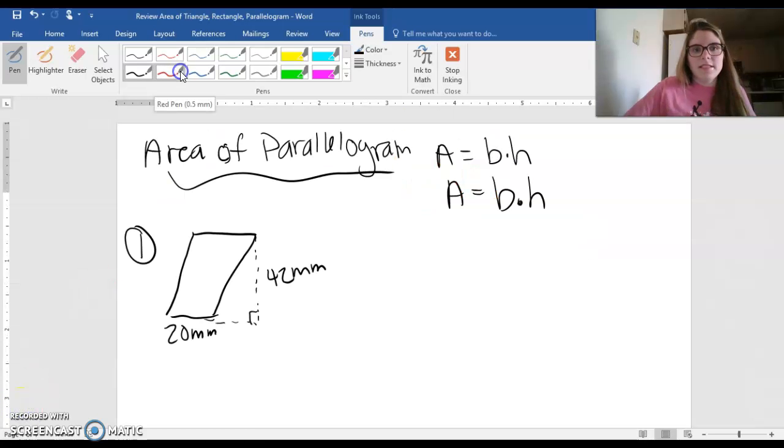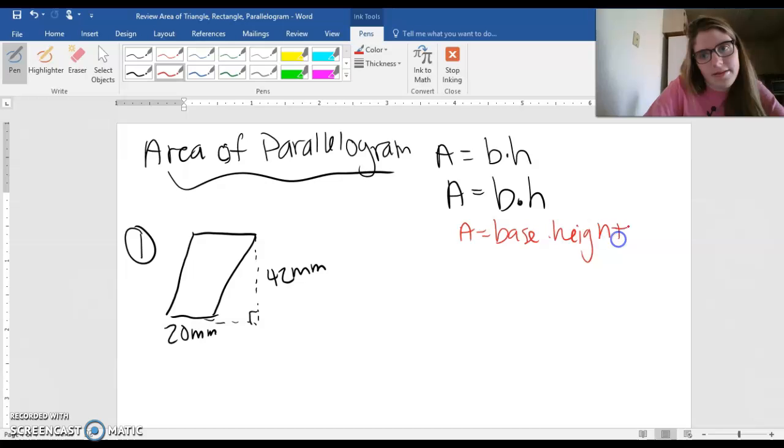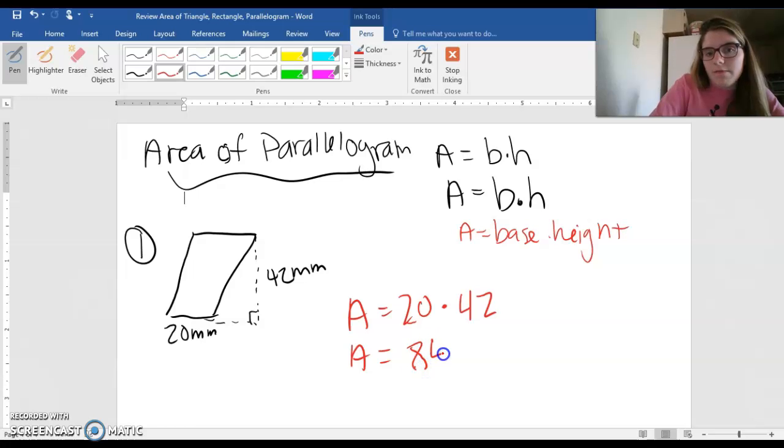And last but not least is the area of a parallelogram. This is also from 6th grade. So this is the area of base times height. Oh, I forgot to write it out. Area equals base times height. And so my base here would be 20, so I'd have area equals 20 times 42. So then my area would equal, well, 42 times 2 would be 84, so 840.